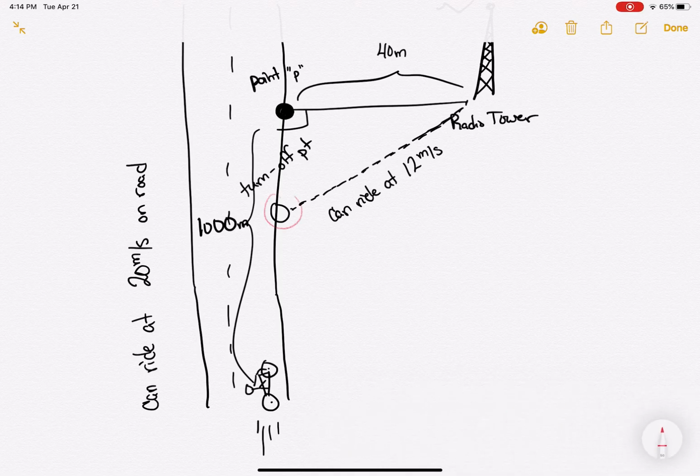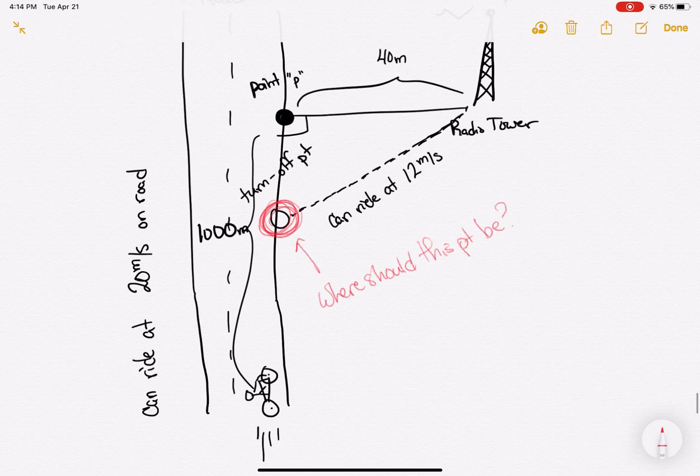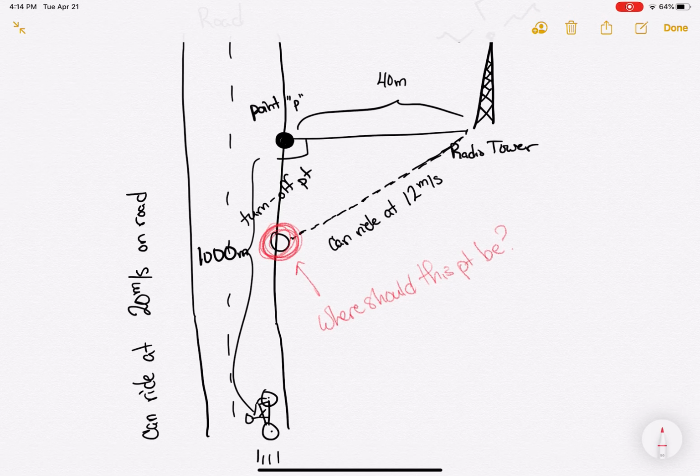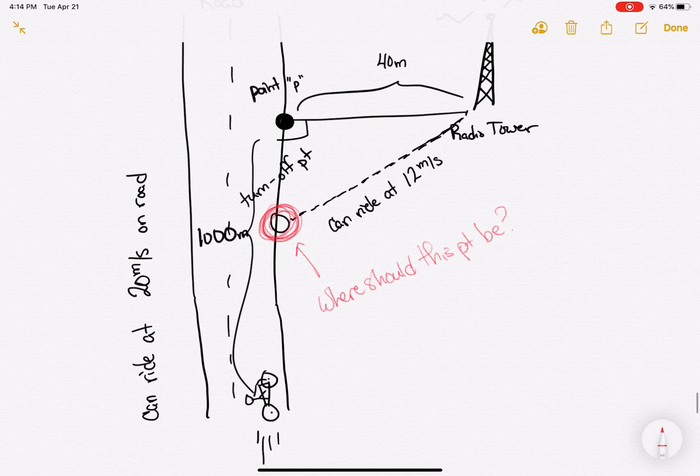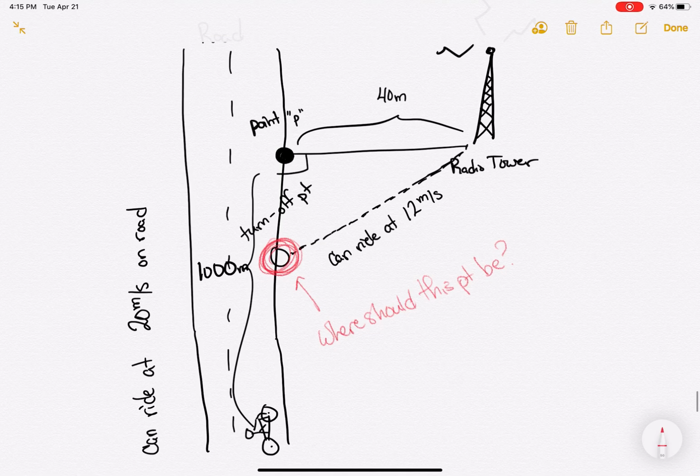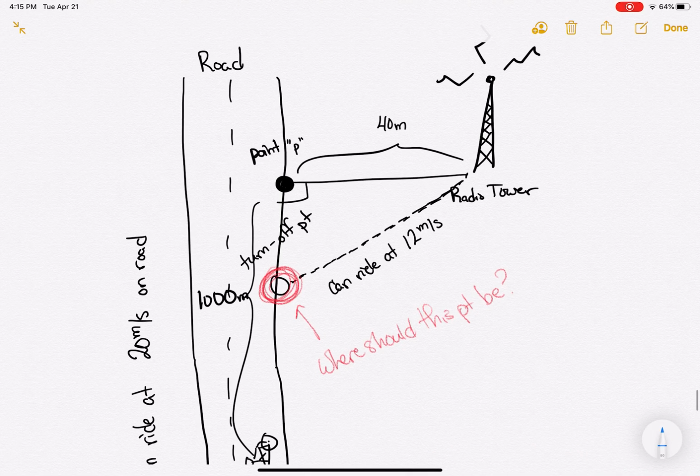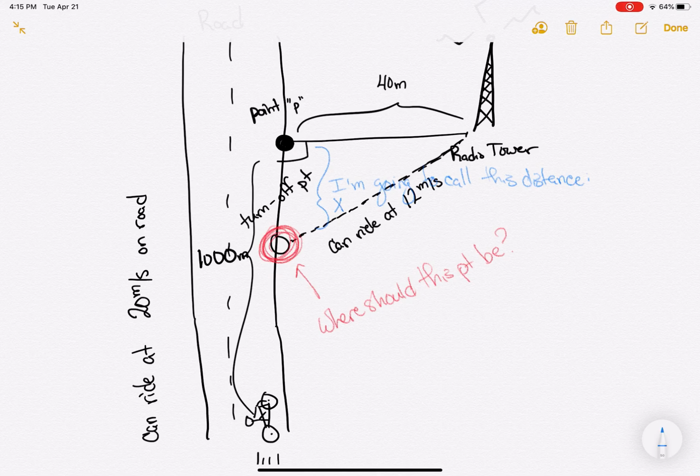The whole point in the question is, where should this point be? Do I drive all the way to point P and turn right and then hit my radio tower? Or do I start right away aiming for the radio tower? Or do I do something in the middle? I'm going to call the distance between my turn off point and the point P, X.